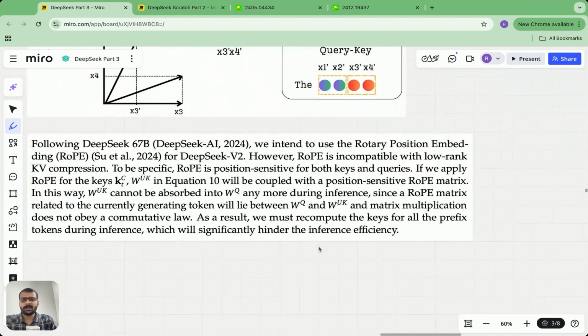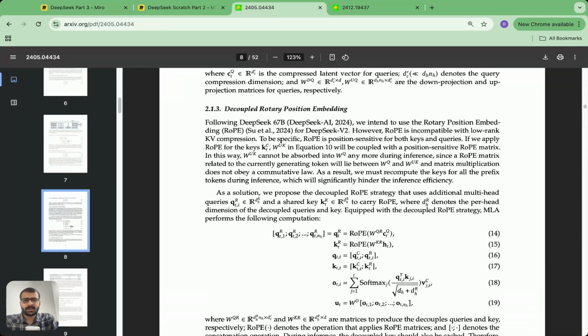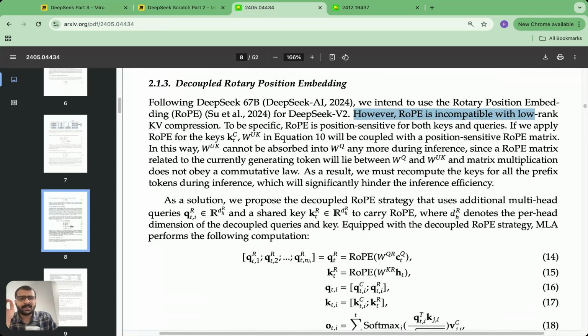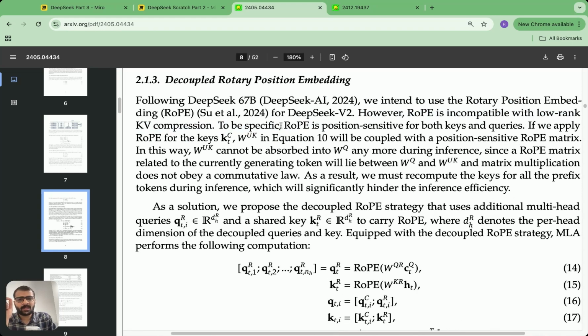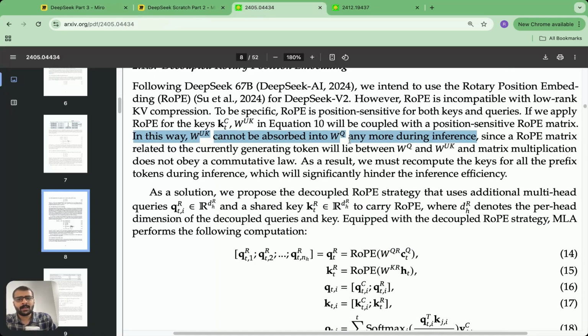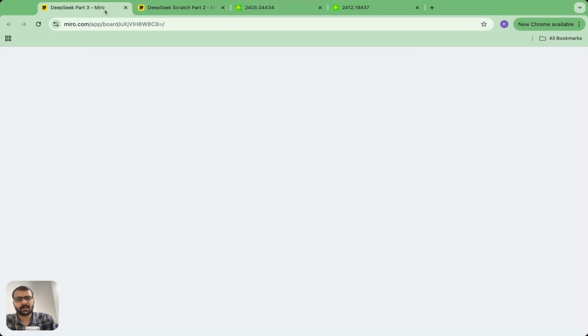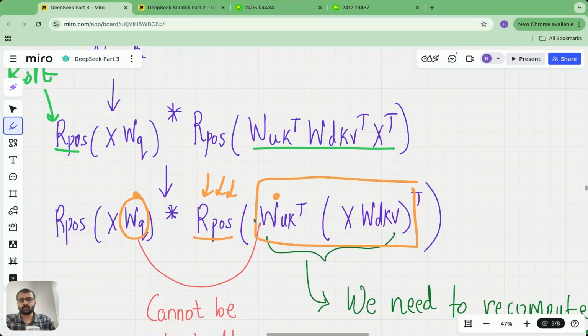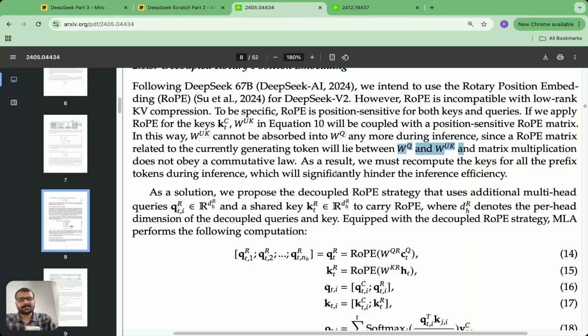So if you look at the DeepSeek paper, the DeepSeek version 2, what they have written over here is that rotary positional encoding is incompatible with key value compression. To be specific, rotary positional encoding is position sensitive for both keys and queries. If we apply rotary positional encodings, WUK cannot be absorbed into WQ anymore during inference. So this sentence, WUK cannot be absorbed anymore into WQ, essentially refers to this part. WQ and WUK cannot be absorbed, right? And this is because a rope matrix will lie between WQ and WUK, as we have shown over here. This R pos lies between WQ and WUK, so they cannot be absorbed into one matrix. And as a result, we must compute the keys for all the tokens during inference, which significantly hinders the inference efficiency. That's the main problem.